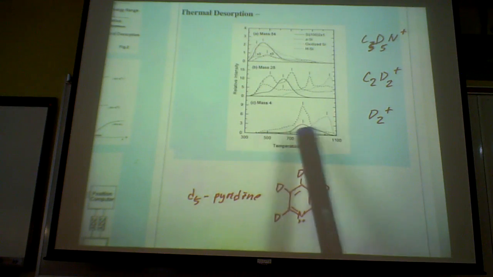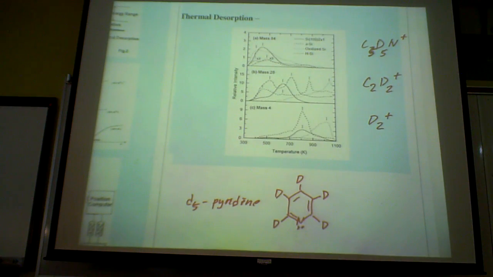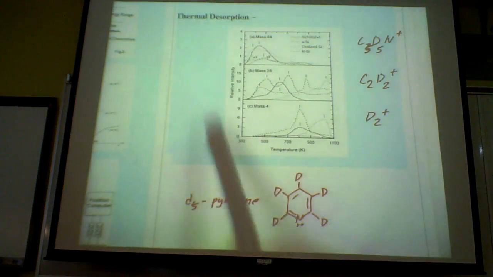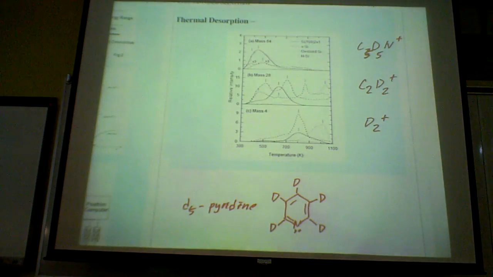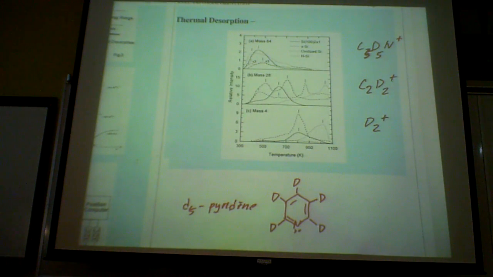So you can look at these fragments and analyze how the material absorbs, and maybe come up with some reaction mechanism pathway to draw some conclusion about your absorption and the strength of the absorption that you got. So this is the thermal desorption technique, and it's relatively easy to do. Okay, so let me move on quickly.